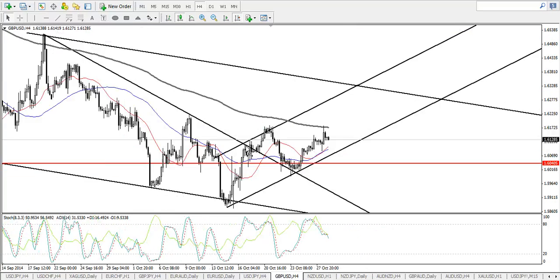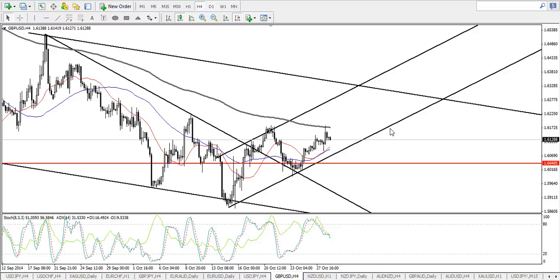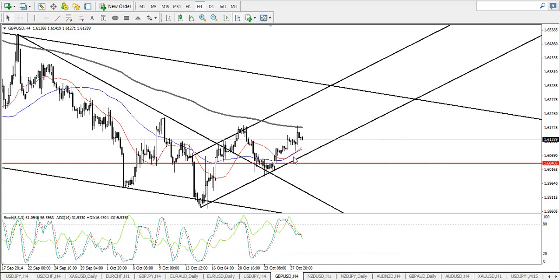Next we shall take a look at the pound against the dollar. Last night price started to rebound even further within the minor rising trend channel, as you can see here.